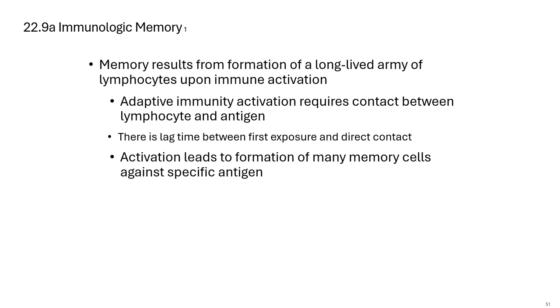So the naive cytotoxic T cell has some receptor specificity against some given antigen. And whenever it becomes activated and divides into an activated cytotoxic T cell and a memory cytotoxic T cell, both of those retain the exact same receptor specificity. So those memory cells are present in the event that you encounter the same antigen again in the future.